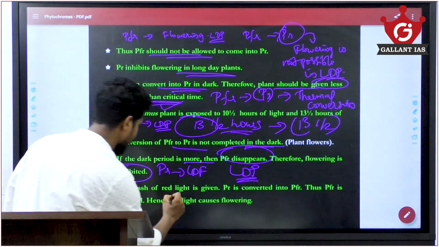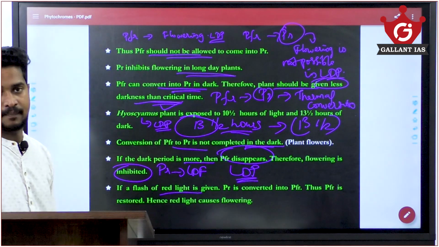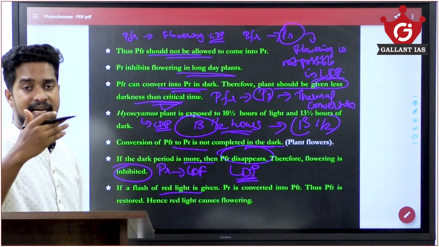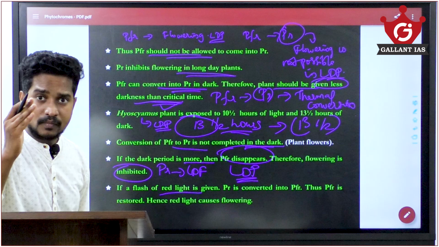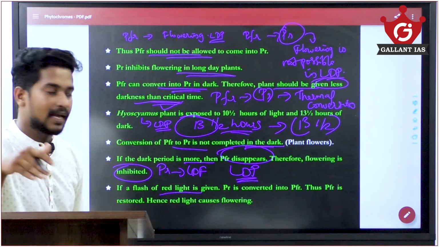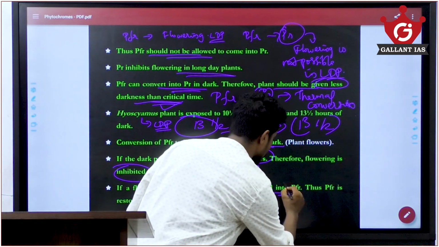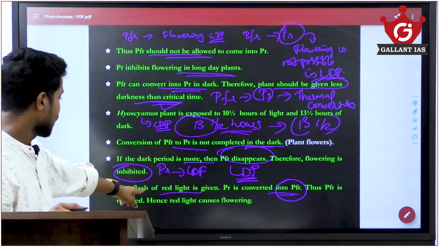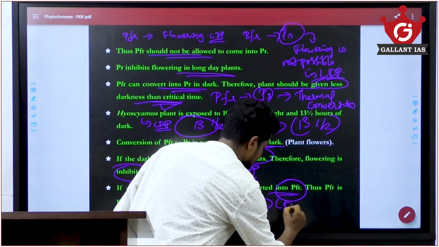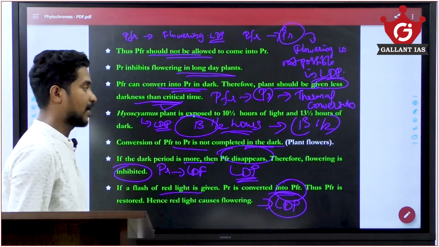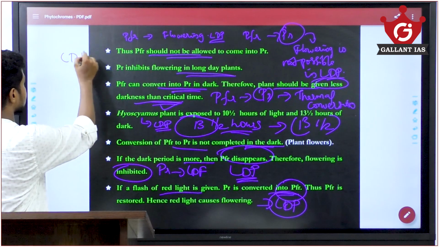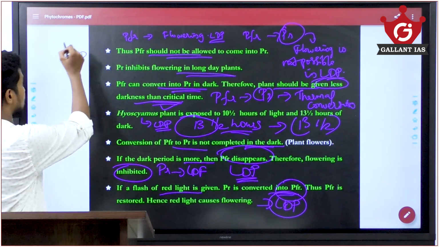If a flash of red light is given during this dark conversion of PFR to PR, this PR absorbs red light and is again converted into PFR. Thus, PFR is restored. Hence, red light causes flowering in long day plants. Remember one thing, that this red light will cause flowering in long day plants.